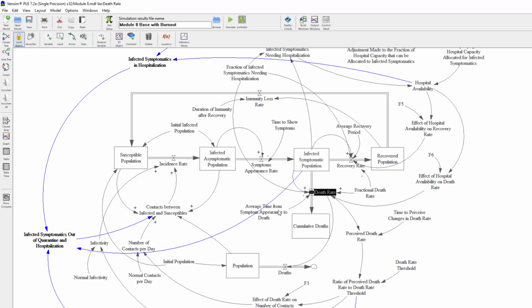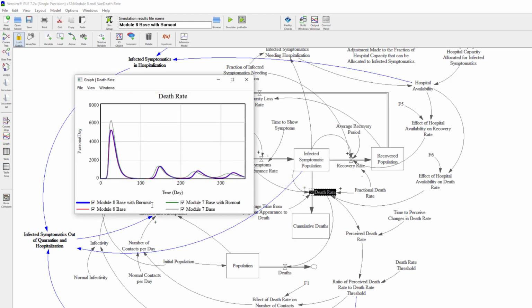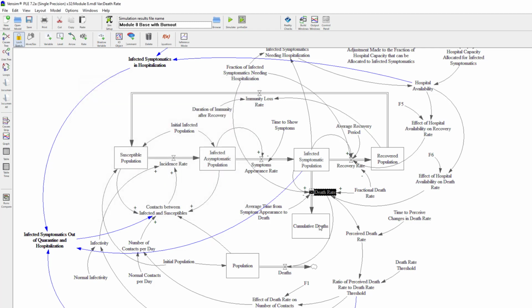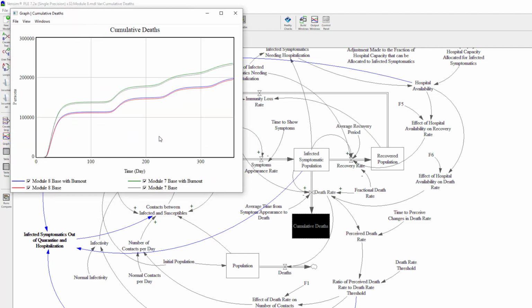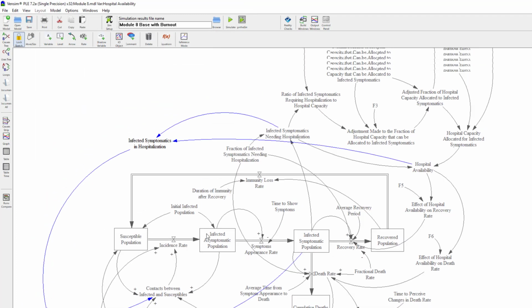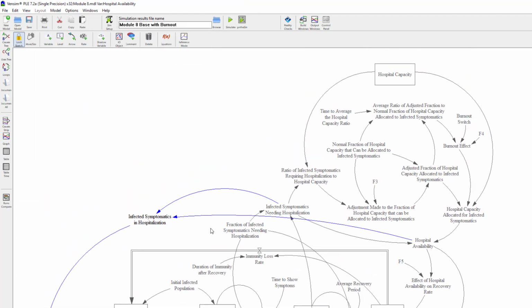In terms of the death rate, this is what it looks like. With the quarantine policy, the death rate is lower than without one. If you look at the cumulative death, we end up with less death, right? With burnout, we have slightly more cumulative death than without burnout. And with quarantine, we are doing much better in terms of cumulative death than module 7, where we didn't have any quarantine policy. Okay, now let's save the model.